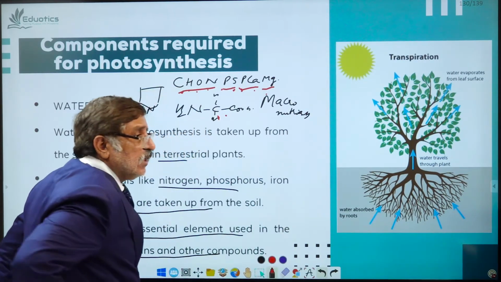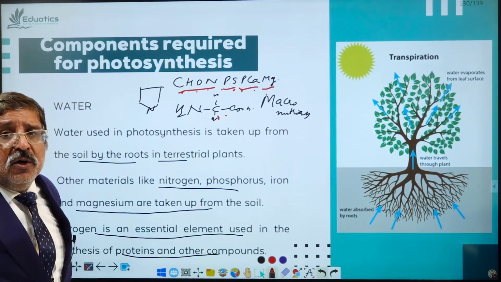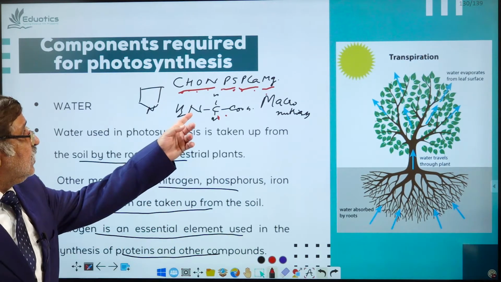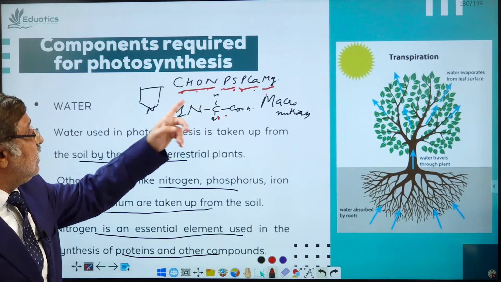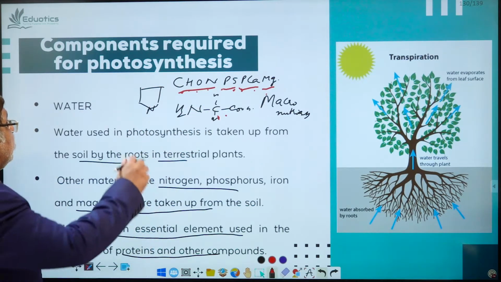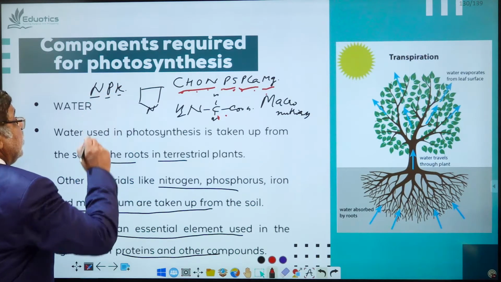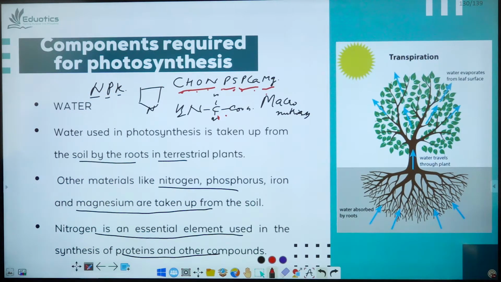The macronutrients are required in higher quantities: carbon, hydrogen, oxygen, nitrogen, phosphorus, sulfur, potassium, calcium and magnesium. Out of these, NPK, nitrogen, phosphorus, potassium are very very important.